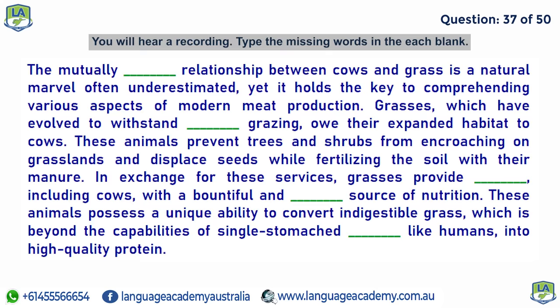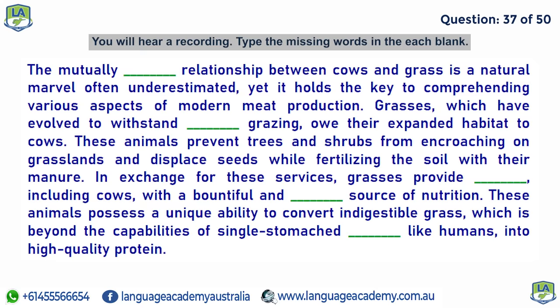The mutually beneficial relationship between cows and grass is a natural marvel often underestimated, yet it holds the key to comprehending various aspects of modern meat production. Grasses, which have evolved to withstand ruminant grazing, owe their expanded habitat to cows. These animals prevent trees and shrubs from encroaching on grasslands and displace seeds while fertilizing the soil with their manure.